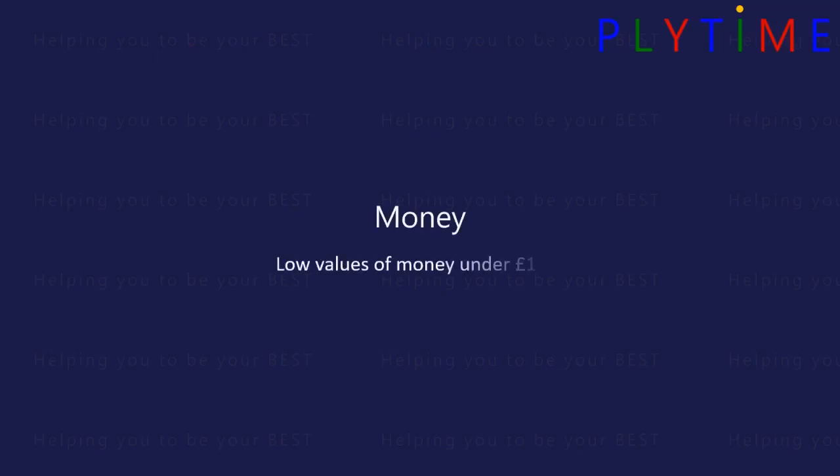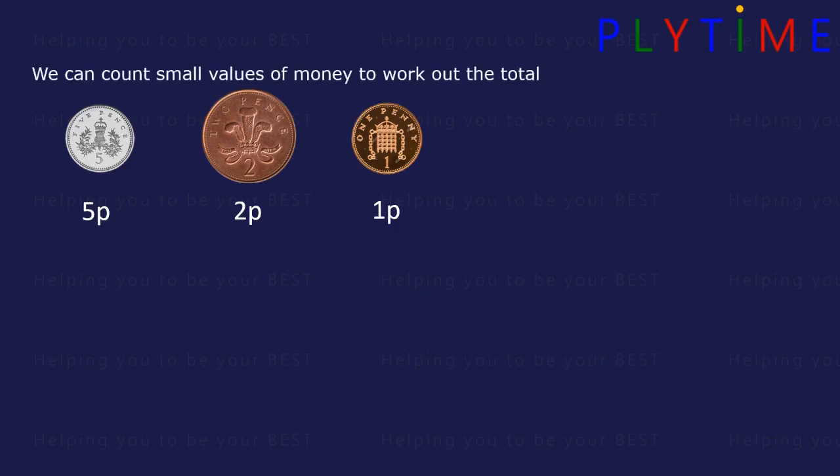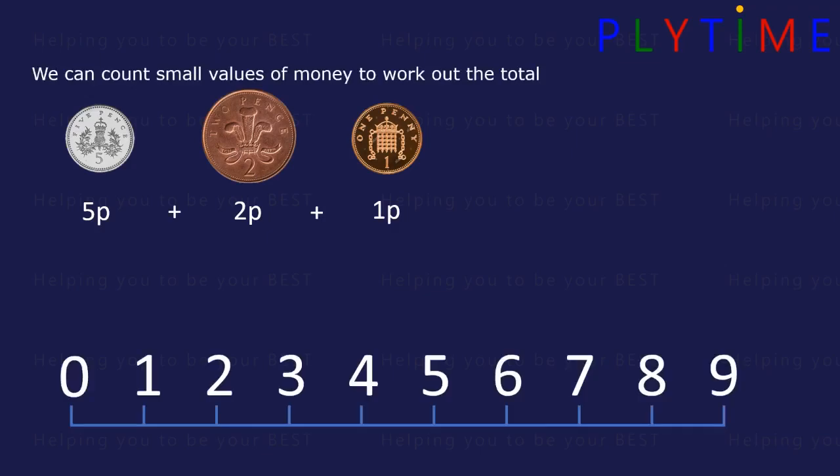Money. Low values of money under £1. We can count small values of money to work out the total. 5p plus 2p plus 1p.